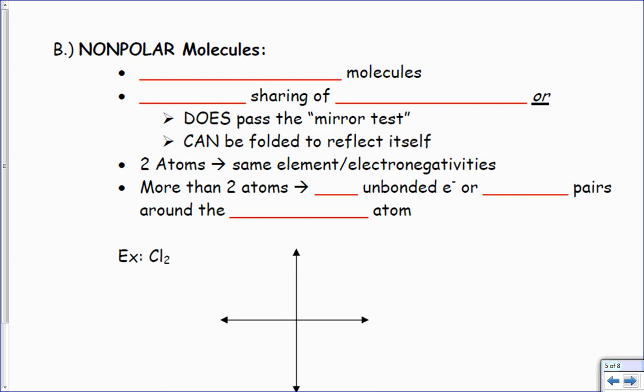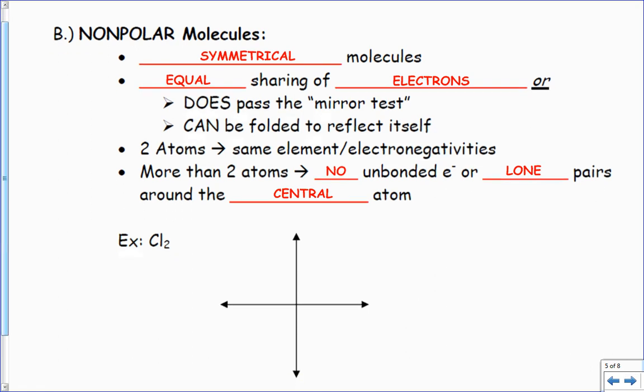There is a difference between polar and nonpolar bonds and molecules. Kids get it mixed up all the time. Right now, we're only talking about molecules, or compounds. Symmetrical molecules means there's an equal sharing of electrons. It's symmetrical. It's the same on all sides, okay? There will, of course, be no lone pairs around the central atom. Cl2, let's go ahead and do Cl2.